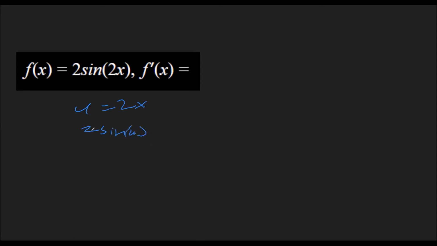We're going to want to find the derivative of this, and then we're going to multiply it by u prime. So what is the derivative of 2 sine? It is 2 cosine. And while we're at it, let's just substitute u in for 2x. And then we're going to multiply that by the derivative of u. And u is 2x. What is the derivative of u, or what is the derivative of 2x? It is 2. So this is equal to 4 cosine 2x.